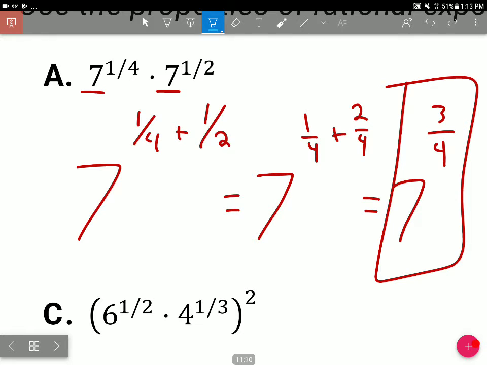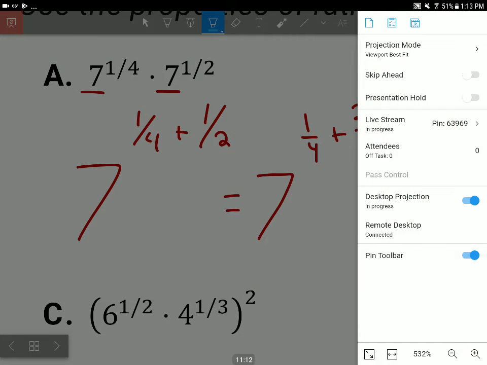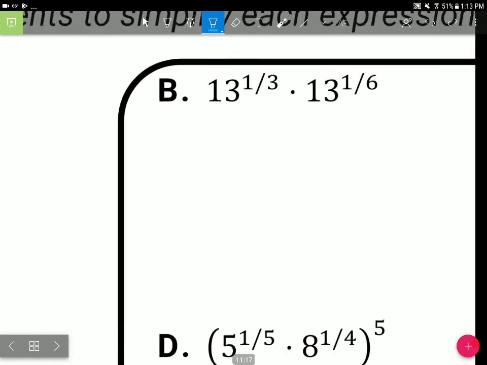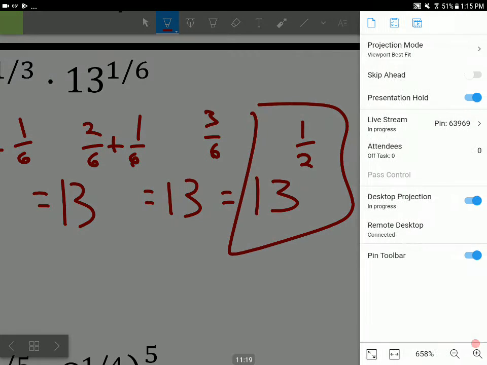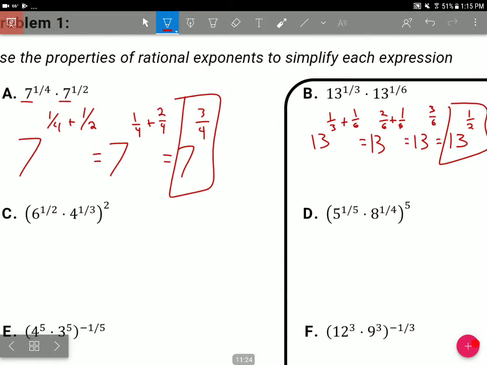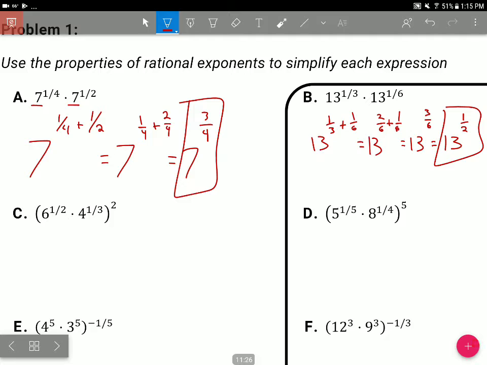Try letter B. I'm not going to move it, just leave it there. If you got 13 to the 36, that's good for the time being. On the test, you need to reduce. But I'm glad you got that far right now. So that reduces down to 13 to the 1/2. It's the exact same thing. Cool.